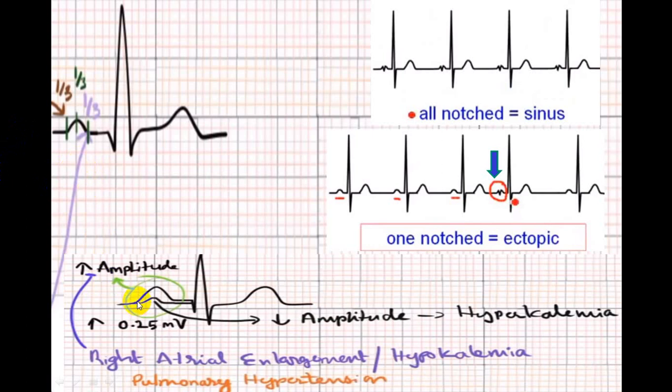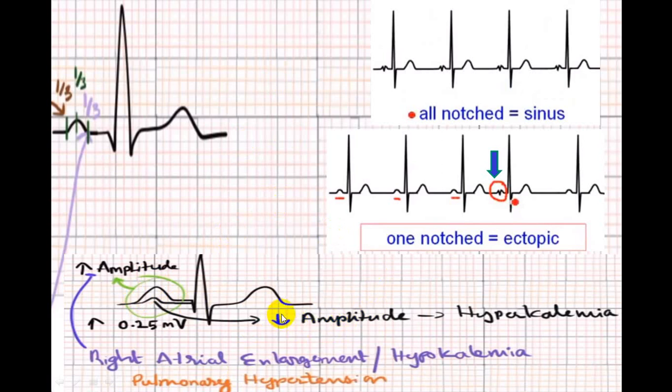Now we have told you that amplitude is 2.5. If amplitude is more, it is characteristic in case of right atrial enlargement, hypokalemia, and right atrial enlargement is very common in case of pulmonary hypertension. So pulmonary hypertension, right enlargement, say because of pulmonary stenosis, tricuspid stenosis, atrial septal defect, etc. If the right atrium is enlarged, you will have a tall P wave. Also in case of acute cor pulmonale you can have a tall P wave.